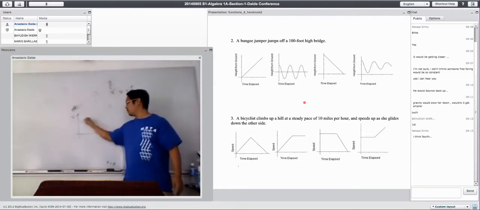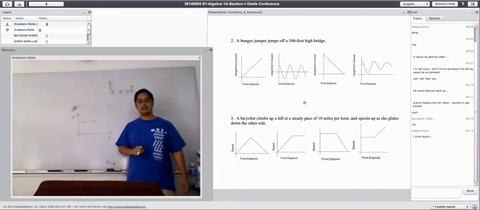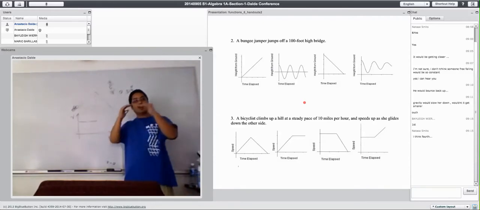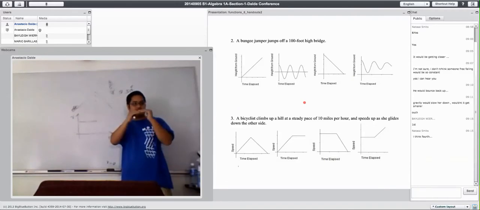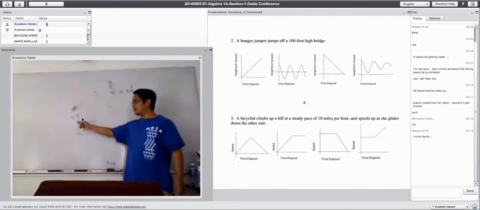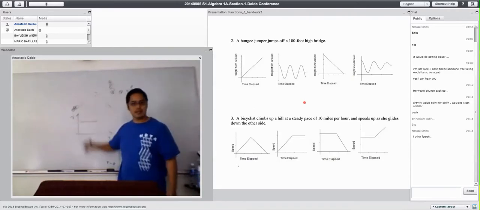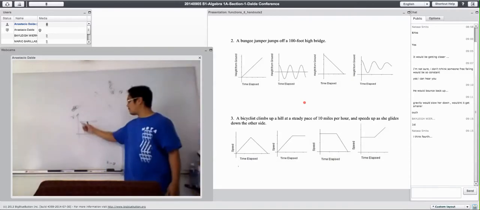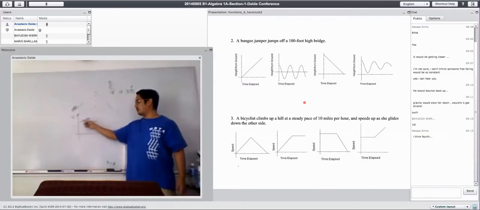Got it? Because we're talking about speed here, and the speed didn't change. It's just going constantly across, right? If she was going 10 miles per hour, is that what it says, 10 miles per hour? Yeah, if she was going 10 miles per hour, then this would be 10 miles per hour here, and over here it would still be 10 miles per hour.